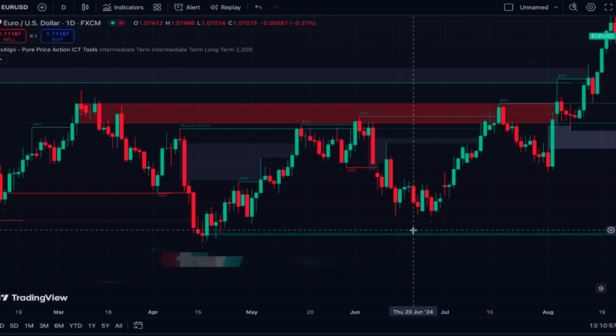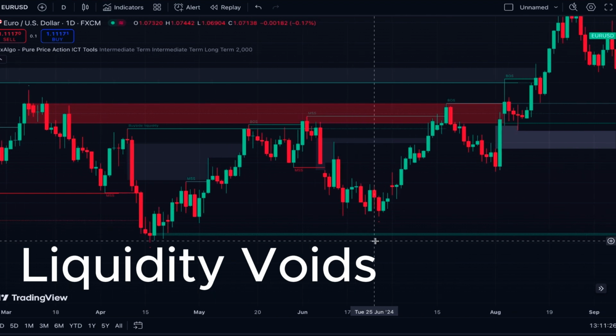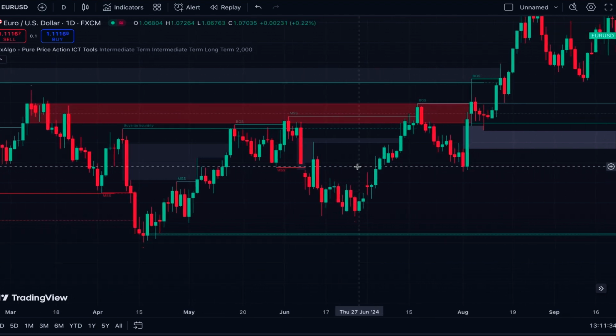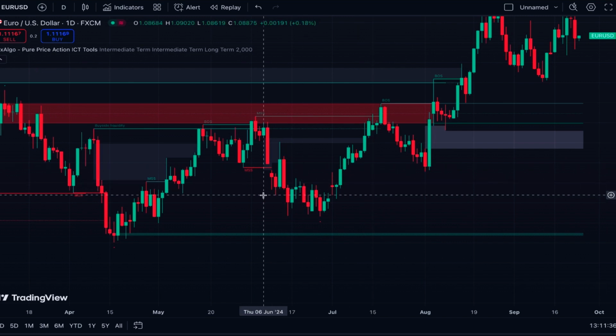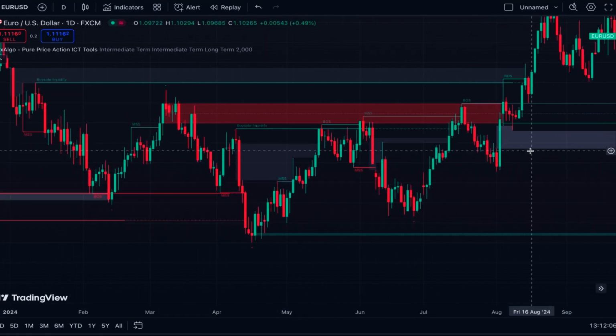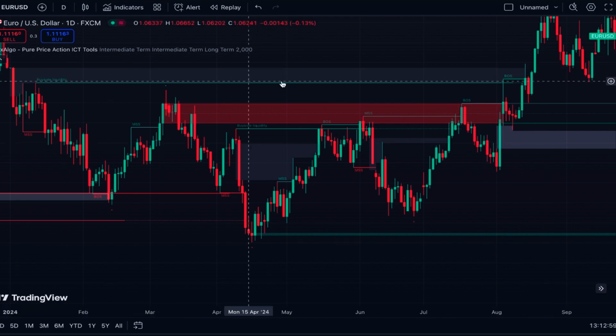This indicator also shows liquidity voids that are these gray areas that you see on the chart. A liquidity void shows absence of buyers and sellers in the market. For example, when the price breaks a consolidation period and moves strongly in one direction, then the imbalance created by the candlestick is known as liquidity void, meaning absence of sellers or buyers in the market.